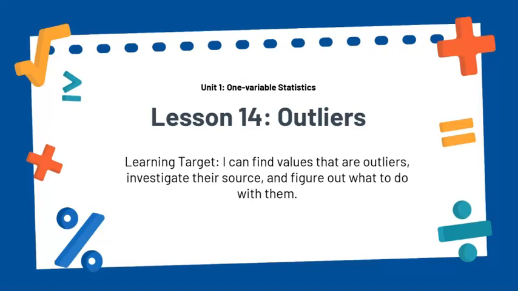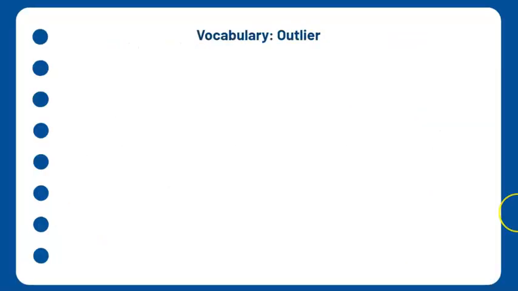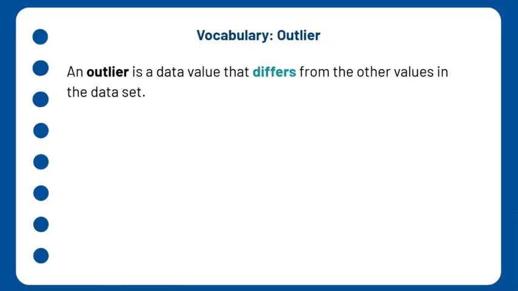Lesson 14, Outliers. Learning target: I can find values that are outliers, investigate their source, and figure out what to do with them. Before we talk about outliers, we need to know exactly what they are. An outlier is a data value that differs from the other values in the dataset. Outliers can either indicate error in the dataset or an interesting case to study more closely.